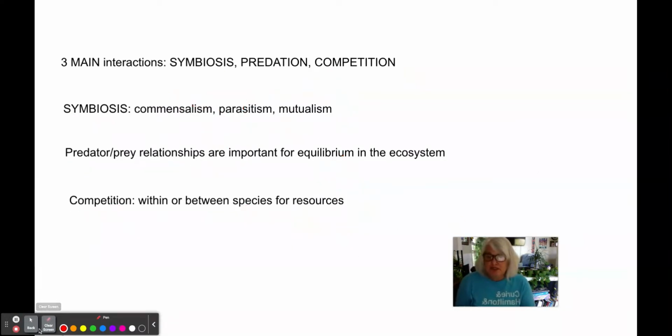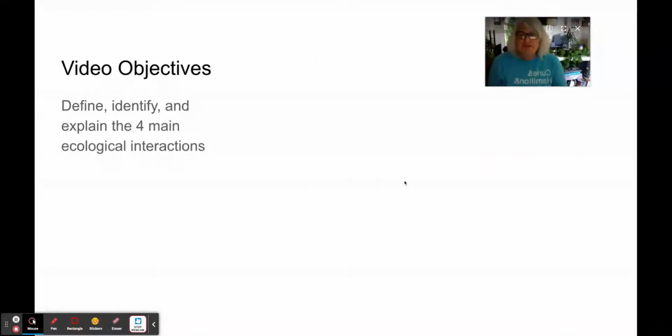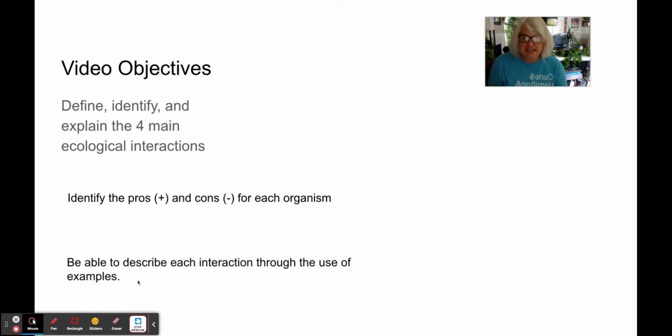All right. So I think that is it. Let's just run through the objectives, make sure we hit all of them. First of all, define the four main ecological interactions. I think we did that. Make sure you can do a plus minus or zero for each of the organisms. You guys are going to be good at that. And then be able to describe through the use of examples. You've seen a lot of examples on this video.